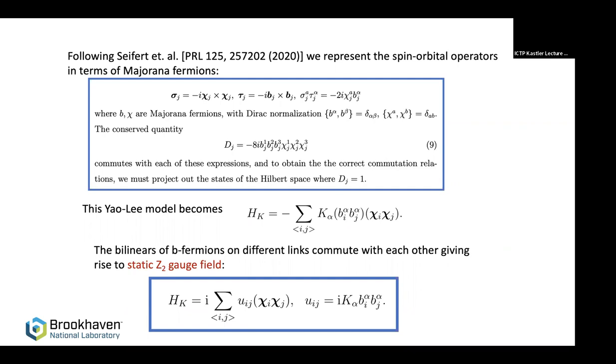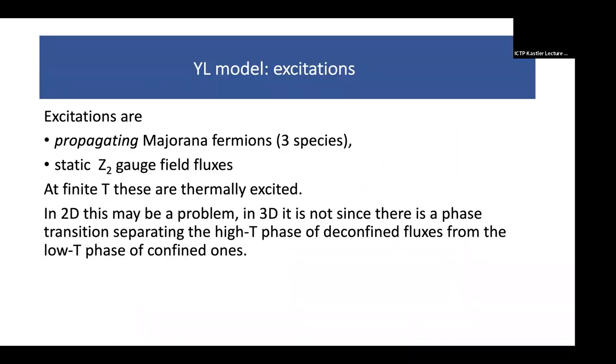So there are two kinds of excitations, as you may understand: the propagating Majorana fermions, and the fluxes of the static Z2 gauge field. They don't propagate. In order to create a flux costs energy, and in the three-dimensional example, there will be a finite temperature phase transition below which these fluxes are essentially confined and rare.